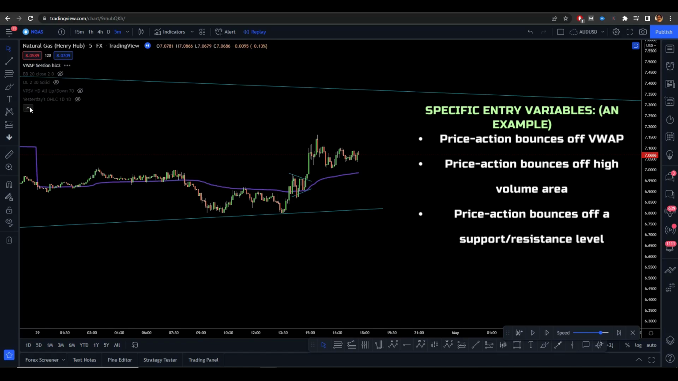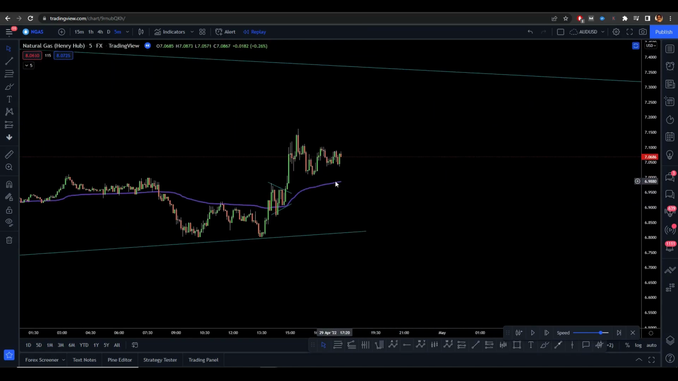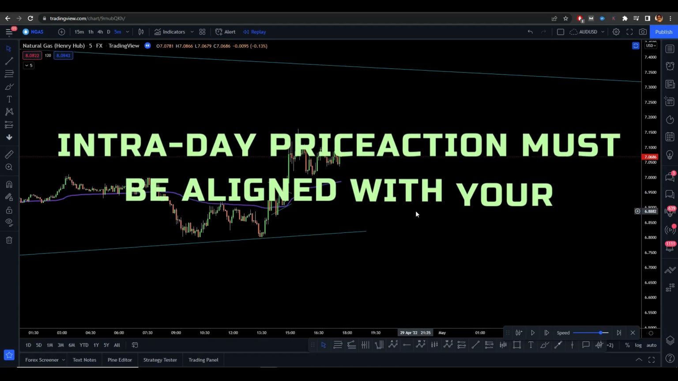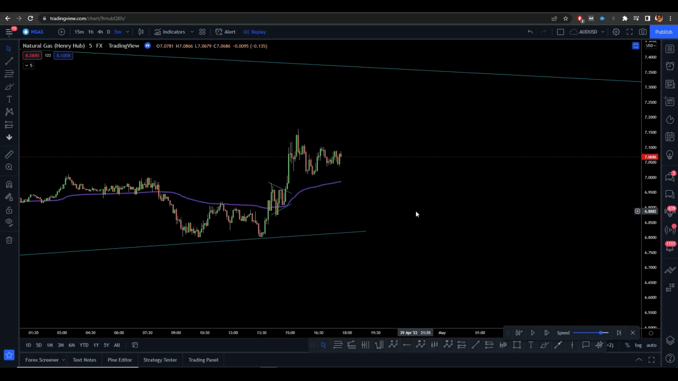So if I plug in session VWAP, okay, we see that we're clearly above it. This indicates that bulls are strong at the moment, intraday, because the intraday price action must be aligned with your views, with your higher time frame view and your pattern. This is how you create a high quality play, by having multiple variables and understanding that it's not just about the variables, but it's also about what's happening intraday.